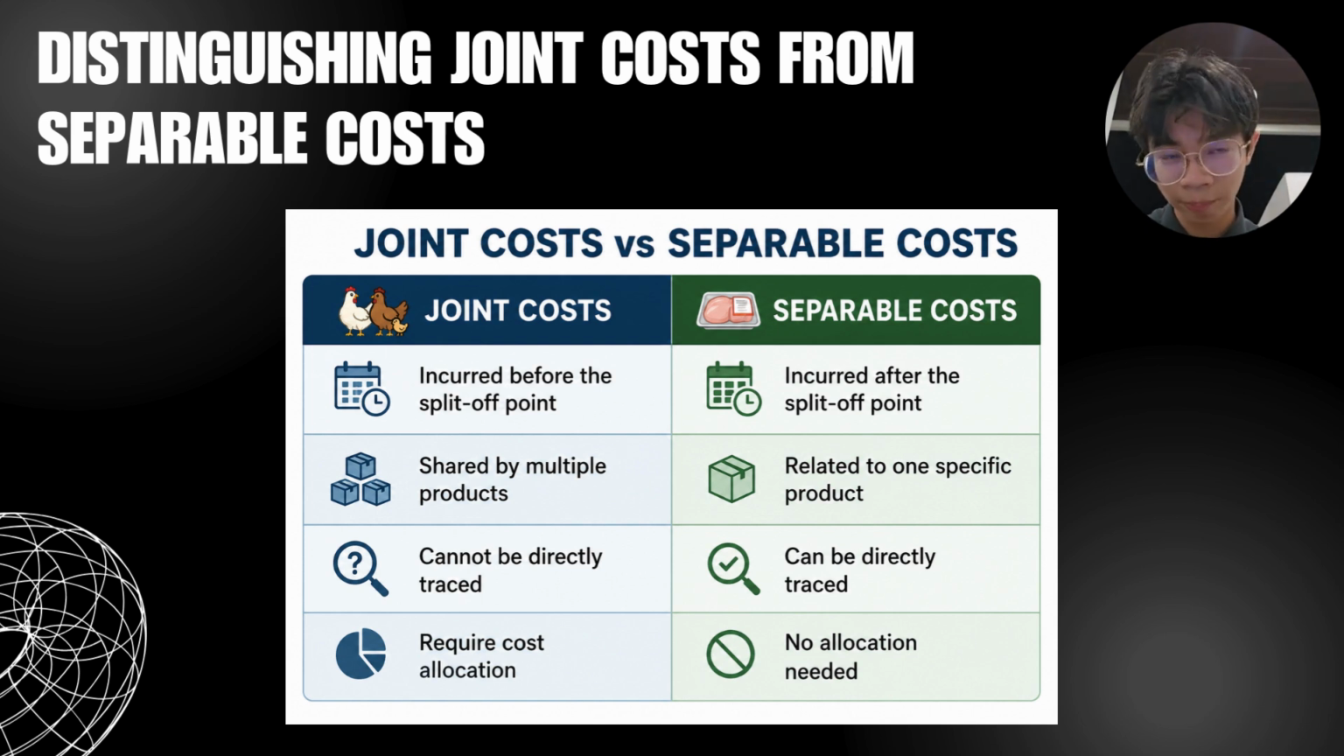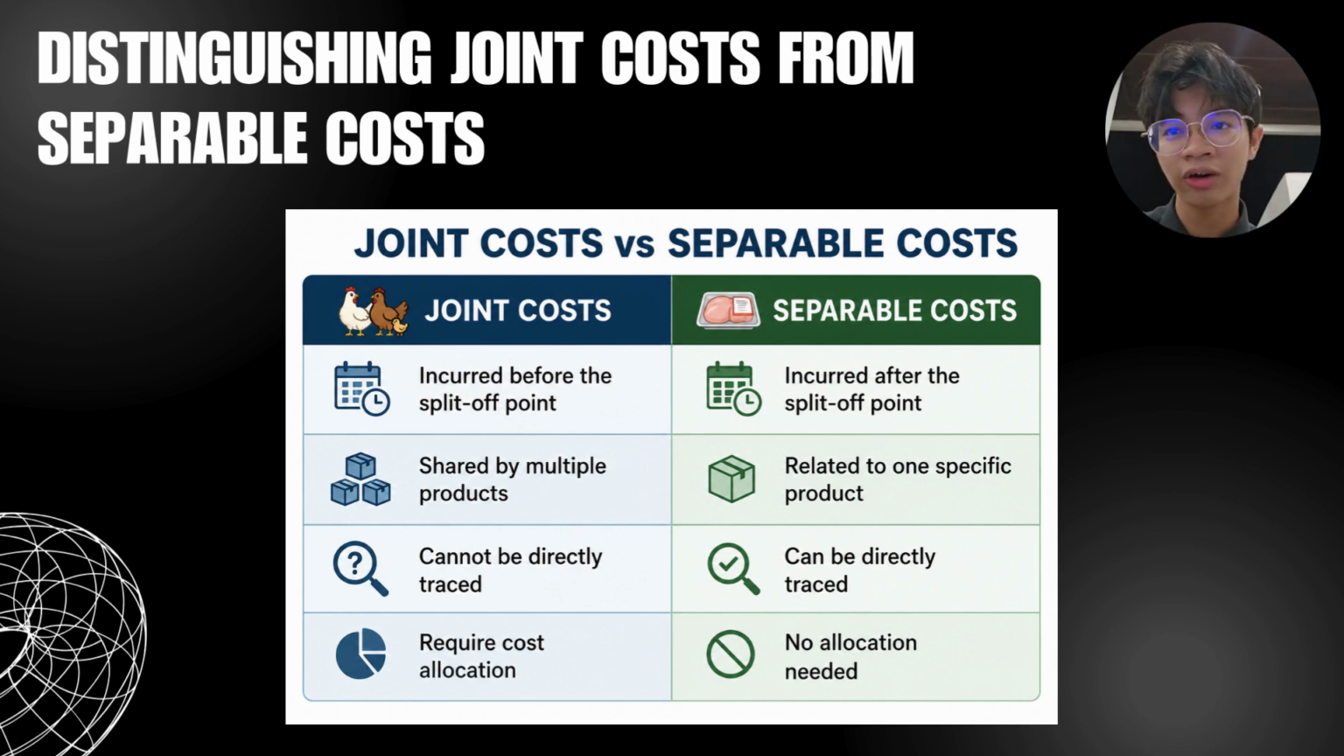Now let us compare the two costs. Joint costs occur before the split-off point, while separable costs occur after the split-off point. Joint costs are shared among several products and cannot be directly traced to an individual product. In contrast, separable costs belong to a specific product and can be directly assigned. Because joint costs cannot be directly traced, a company must use a cost allocation method to distribute them fairly among products. Separable costs do not require allocation because they already belong to a particular product. This distinction is important because it affects managerial decision making.